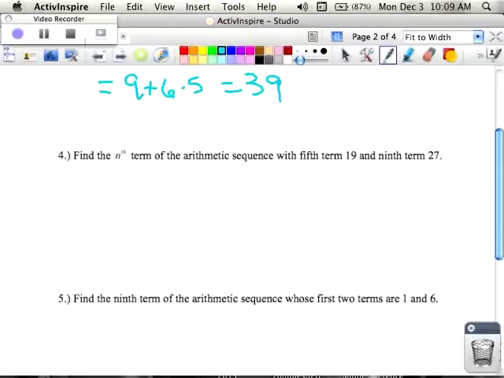In number 4, a little bit more of a general idea. It says find the nth term again. So they tell me a couple of things. They tell me that the 5th term is 19. So that means that a sub 5 equals 19. And they also tell me that the 9th term is 27. So a sub 9 is 27. So let me show you where those came from.